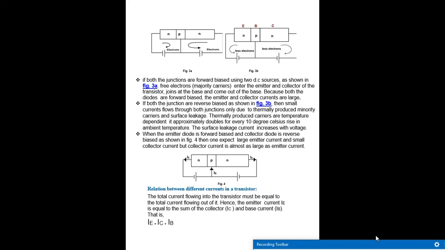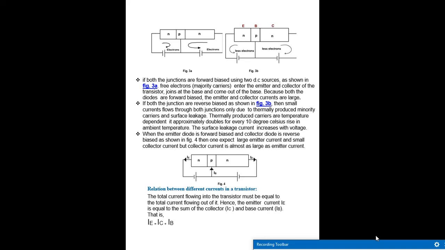So here, let us take two figures. Let us take an NPN transistor: emitter, base, and collector. So in figure 3a, what is the case? The emitter is connected to negative and the base is connected to positive. Similarly, in BC, the base is connected to the positive and the collector is connected to the negative. So figure 3a is a forward bias, where free electrons enter the emitter and go to the collector through the base.